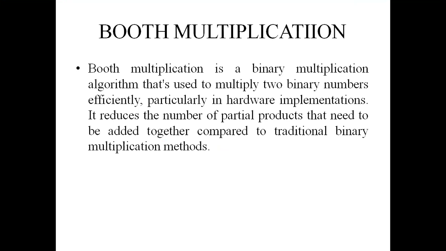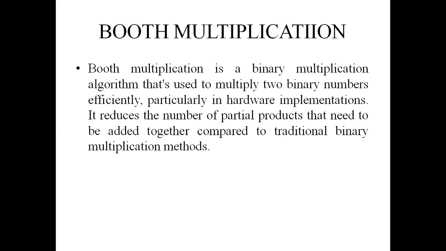Booth multiplication is an algorithm used for multiplying two binary numbers together. Typically in computer hardware or software, it is an efficient method that reduces the number of addition and subtraction operations required compared to traditional long multiplication. This is specially designed for signed multiplication.